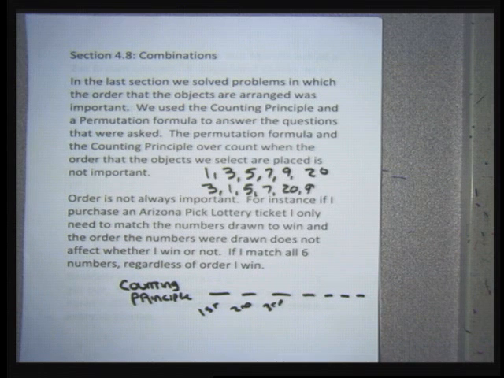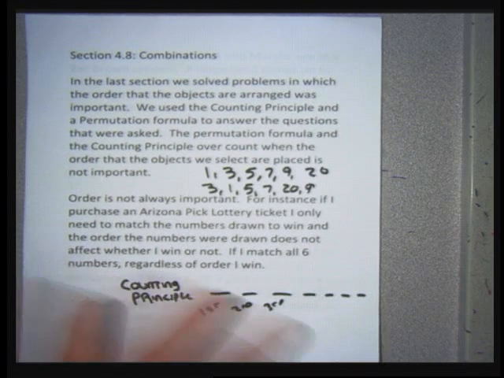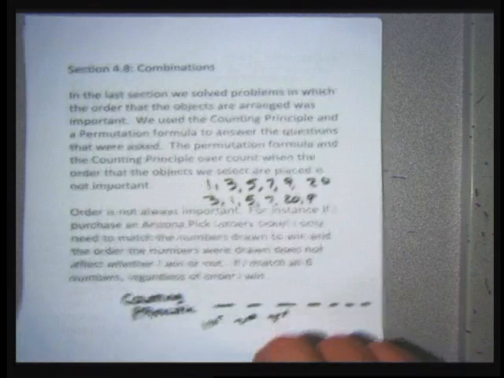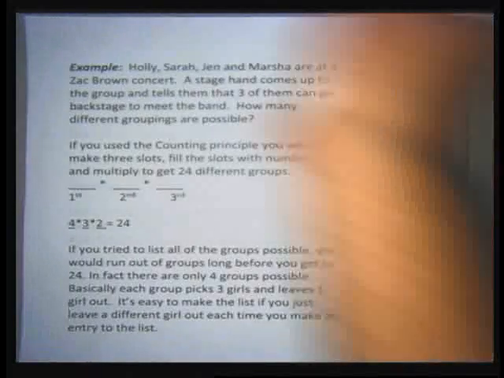Anytime that the order something is selected in doesn't matter, just being picked matters, then it's a combination problem. If the order that you're selected in matters, then it's a counting principle problem where you can make lines and multiply to get the number of possible arrangements. That's kind of what this first page says.